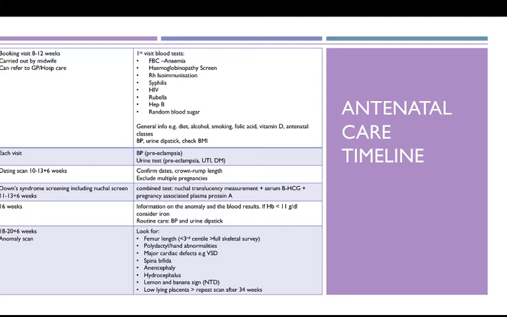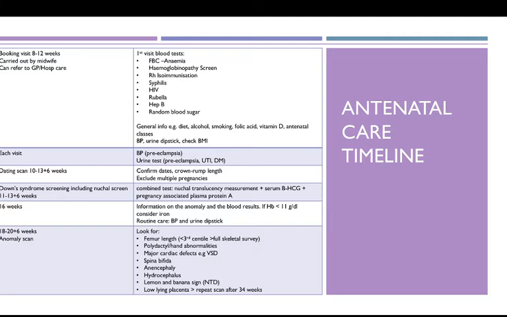And again, like we said, at the booking visit, 3 things need to be checked: blood pressure, urine dip, and weight, so BMI. At every subsequent visit that you have, you need to have a blood pressure check. Women need to be offered a blood pressure check. It's important for preeclampsia, and a urine test, which is important for preeclampsia as well, and UTIs and diabetes.